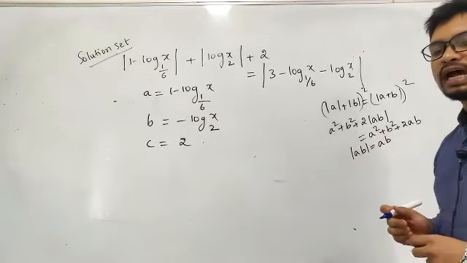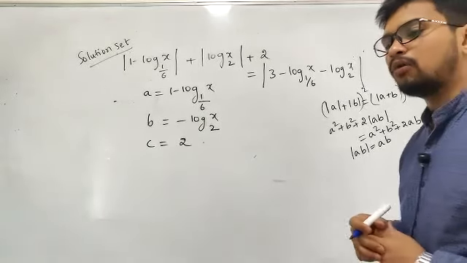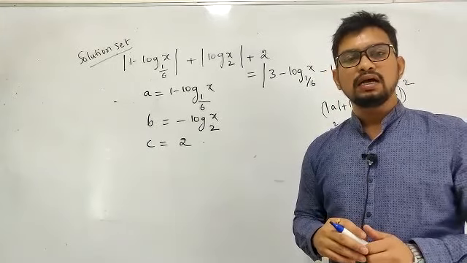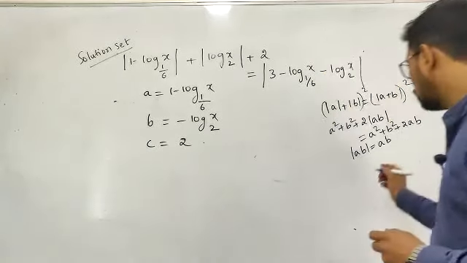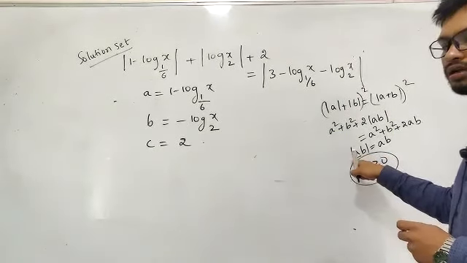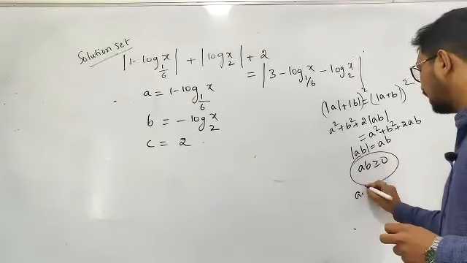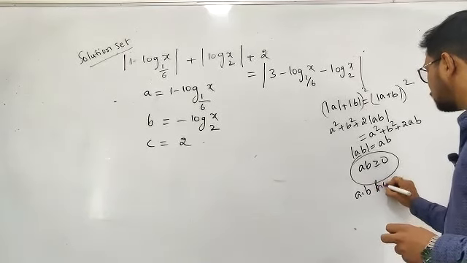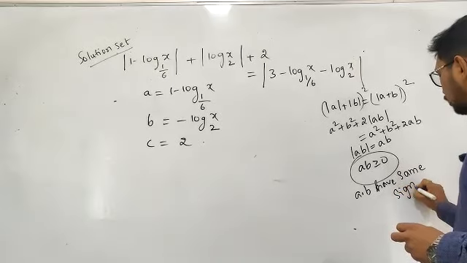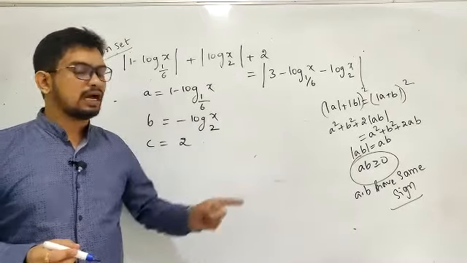Modulus of x has two definitions: modulus of x equals x if x is greater than or equal to 0, and modulus of x equals minus x if x is less than 0. So from this I get AB is greater than or equal to 0. For this condition to be valid, AB must be greater than or equal to 0, or I can say that A comma B have the same sign.